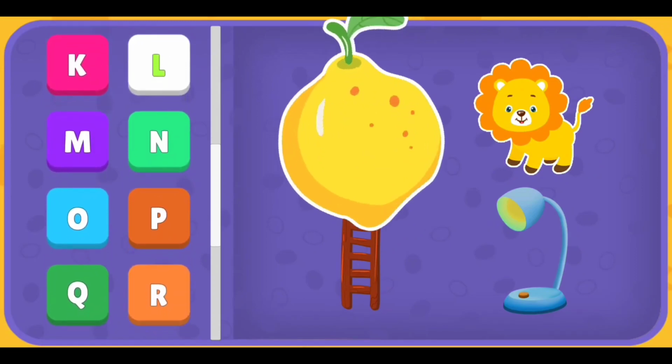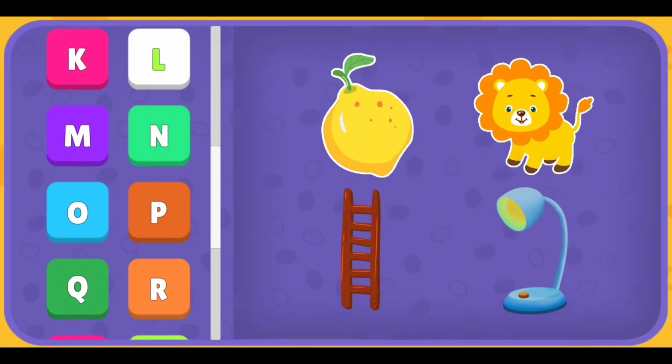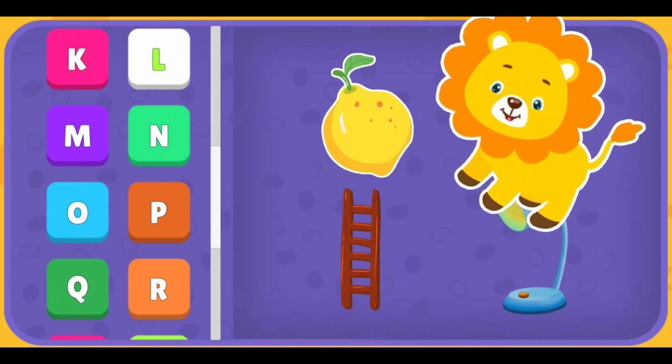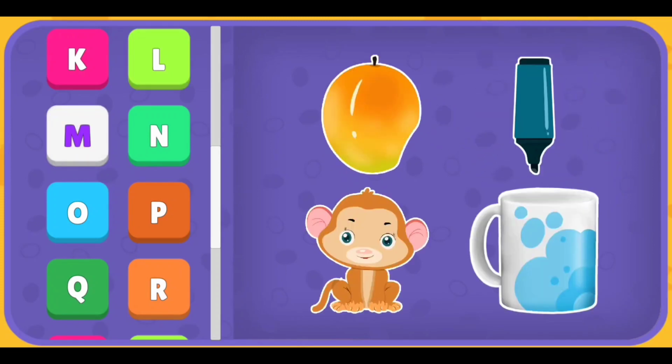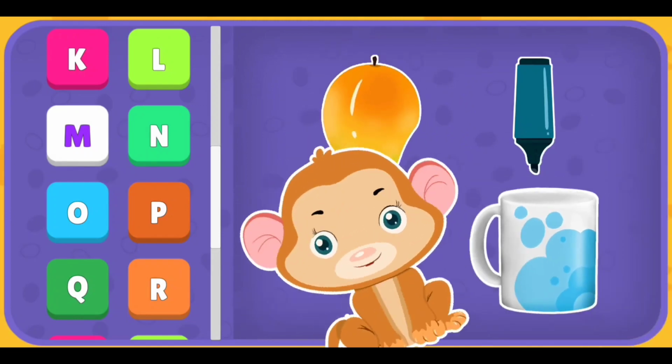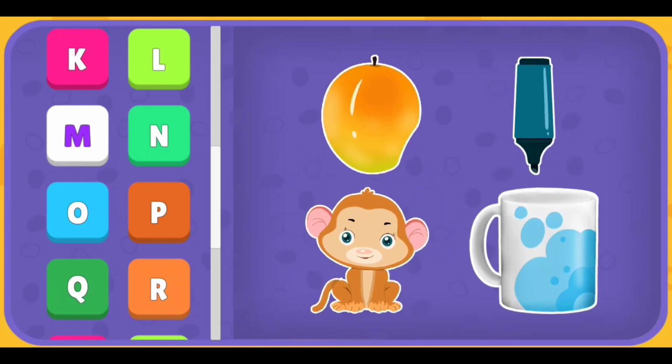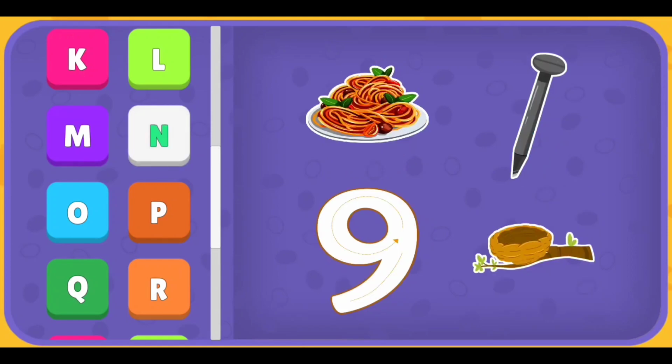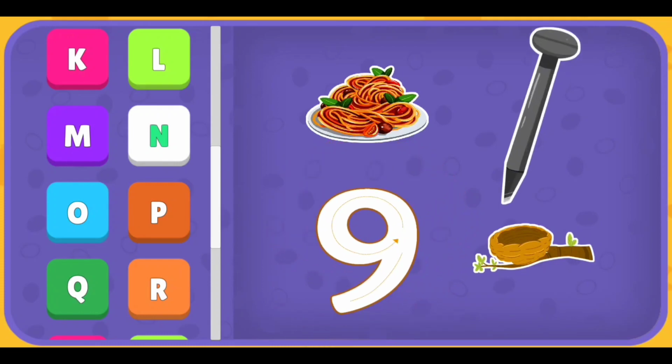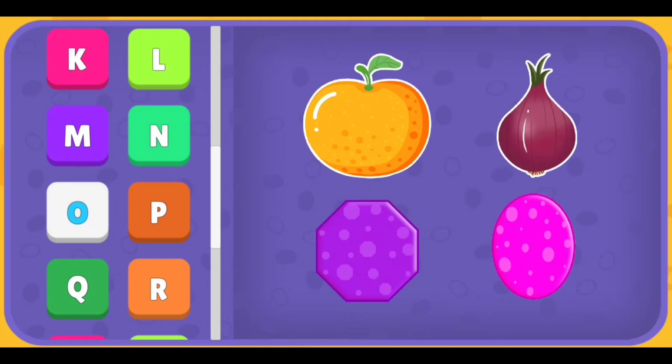Owl. Lemon. Lamb. Ladder. Lion. Mango. Mug. Monkey. Marker. Noodles. Nine. Nail. O. Orange. Oval. Octagon. Onion.